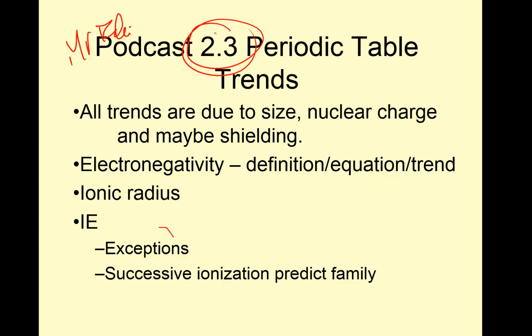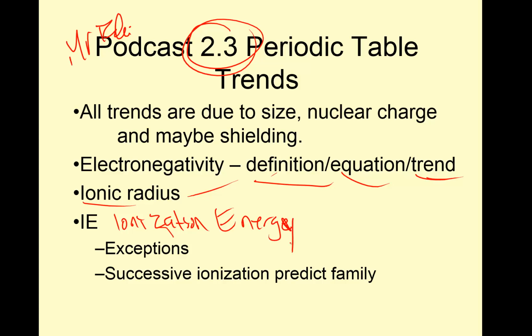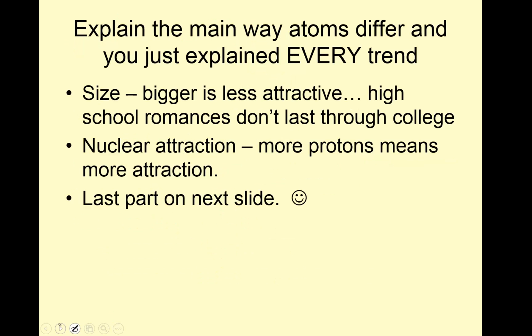Looking at podcast 2.3, periodic table trends. All trends are due to size, nuclear charge, and maybe shielding. Electronegativity, we're going to find out the definition, the equation, the trend. Ionic radius, again, definition and trend. And then ionization energy. And then we're going to do exceptions for Excel only. Actually, we're not going to do the exceptions now that I think about it.